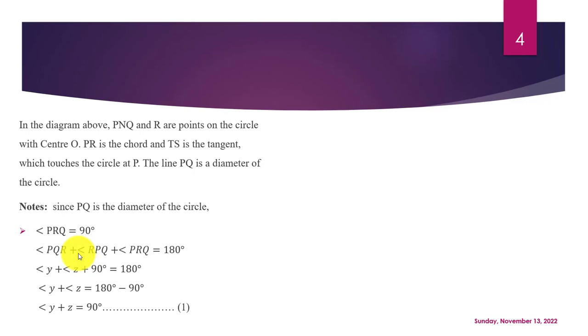This implies that angle Y plus angle Z plus 90 degrees is equal to 180 degrees. Now, we are interested in angle Y plus angle Z, so we make angle Y plus angle Z the subject. We get angle Y plus angle Z equal to 180 degrees minus 90 degrees, giving us equation 1: angle Y plus angle Z equal to 90 degrees.